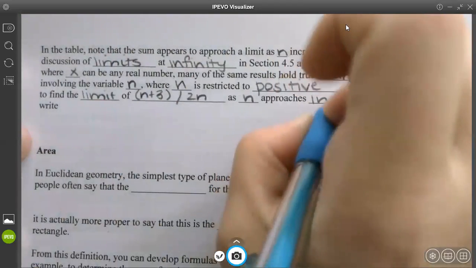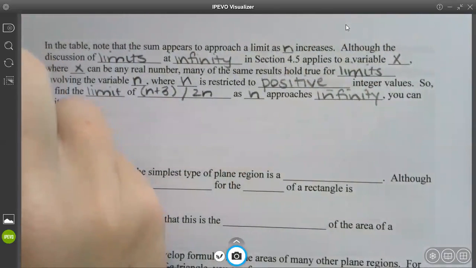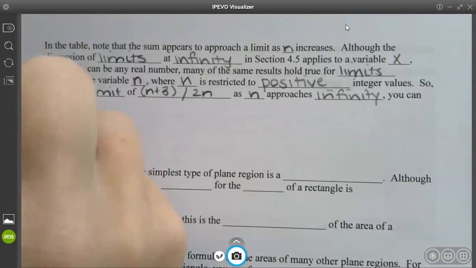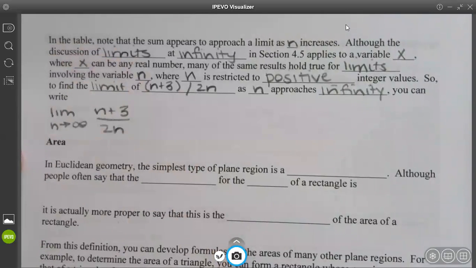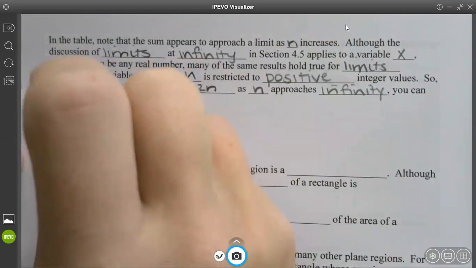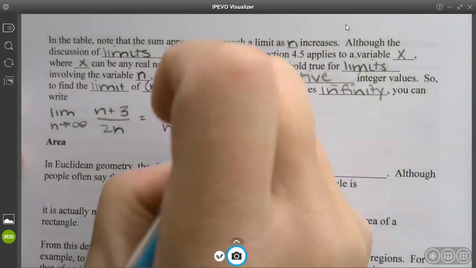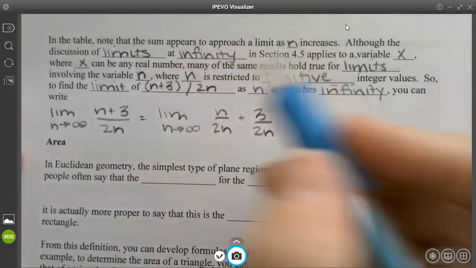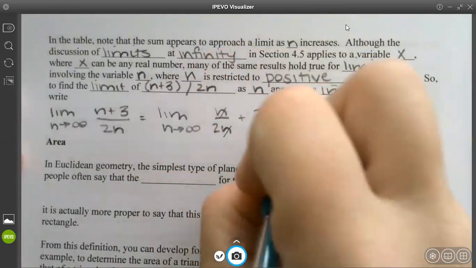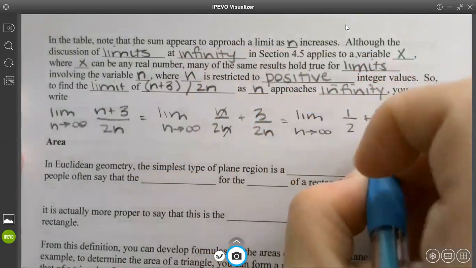As n approaches infinity, you can write the limit as n approaches infinity of (n + 3) over 2n. This should not be anything new to you, okay? The limit as n approaches infinity of n over 2n plus 3 over 2n. We can reduce the n over 2n to be the limit as n approaches infinity of 1/2 plus 3 over 2n.